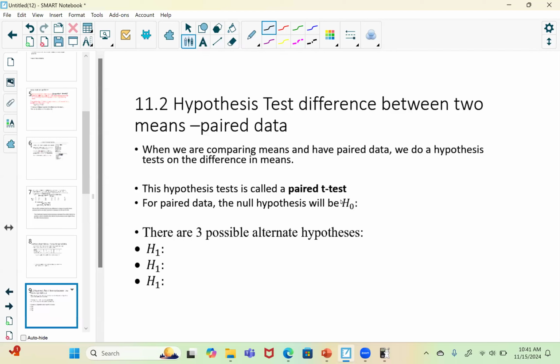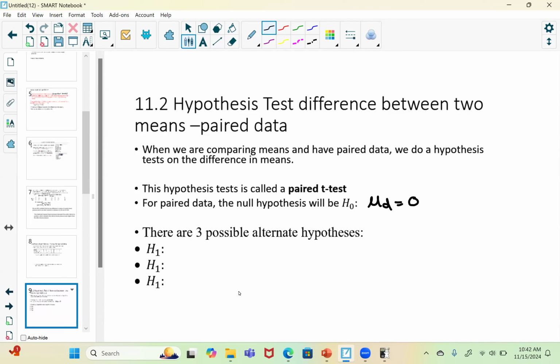So you might want to add that on top. I don't have a space for that, but you might want to add, it's called a paired t-test. And for paired data, the null hypothesis, H naught, is we say mu d equals 0. That's what we do for the null.